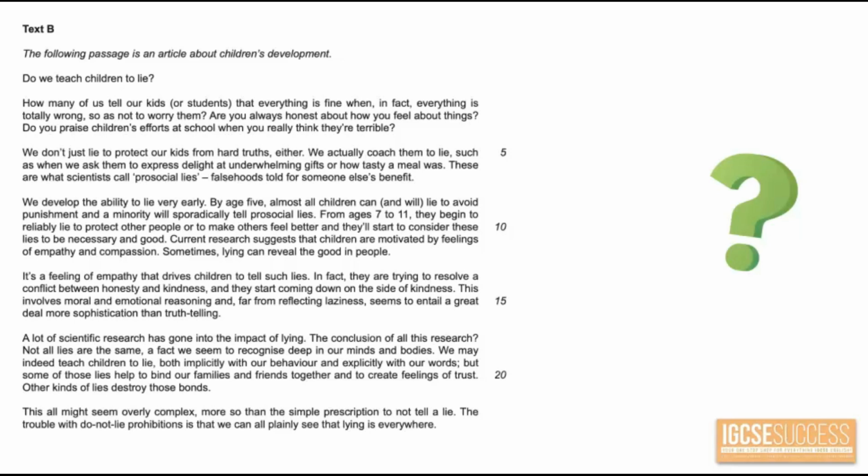We develop the ability to lie very early. By age 5, almost all children can and will lie to avoid punishment, and a minority will sporadically tell pro-social lies. From ages 7 to 11, they begin to reliably lie to protect other people or to make others feel better, and they'll start to consider these lies to be necessary and good. Current research suggests that children are motivated by feelings of empathy and compassion. Sometimes lying can reveal the good in people. It's a feeling of empathy that drives children to tell such lies.